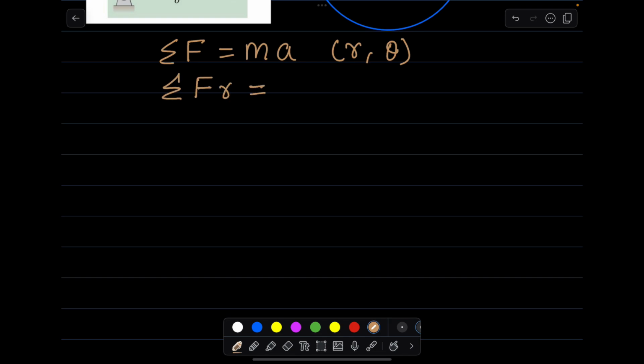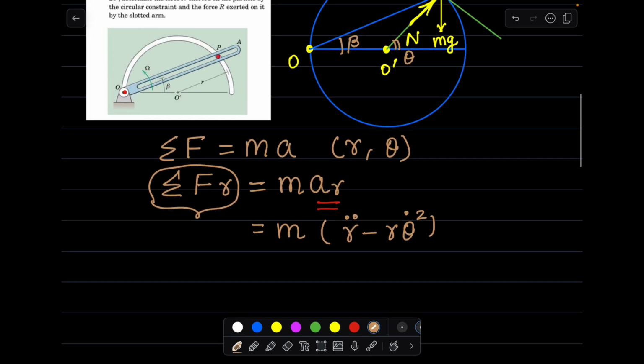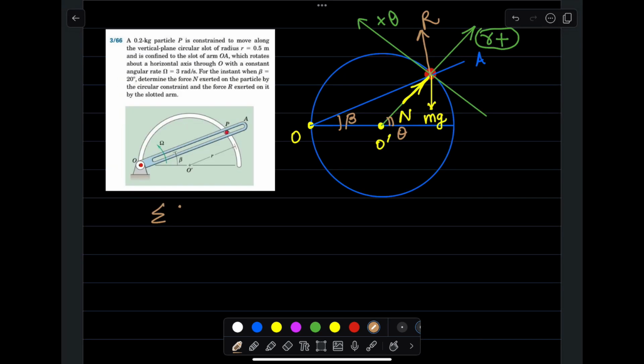So I will write Fr equals m ar, and you know the ar formula, we will expand this. I can write it as mass multiplied by (r double dot minus r theta dot squared). Okay, now let's balance the forces in the r direction. Let's go back to the picture and see what the forces are here.